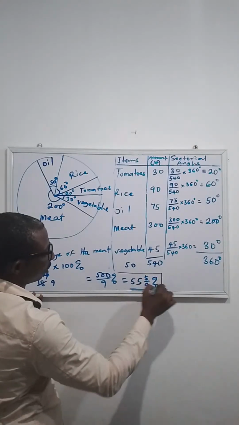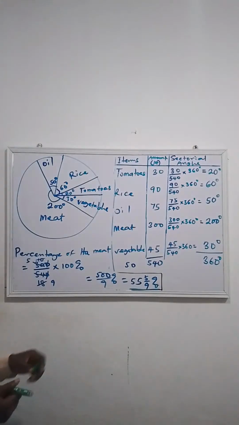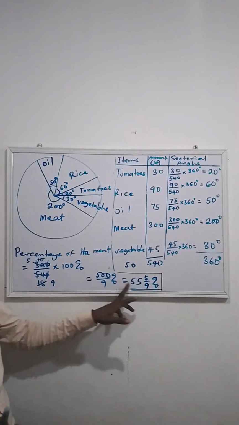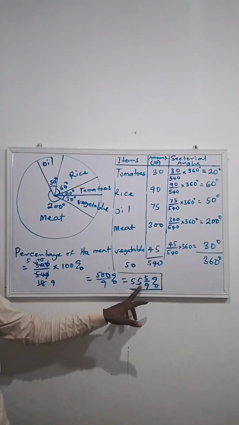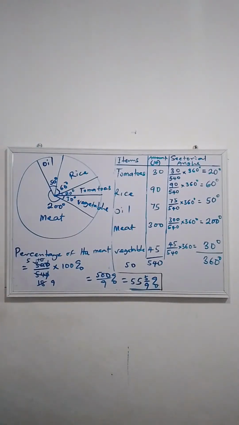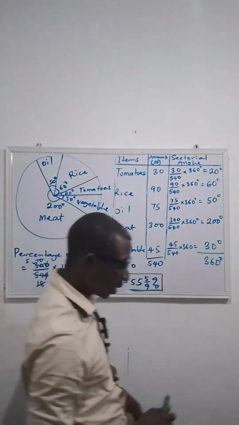So this is going to be the fraction of the percentage of the meat. So that is 55 whole number 5 over 9%. Okay, so that is the answer to that problem.